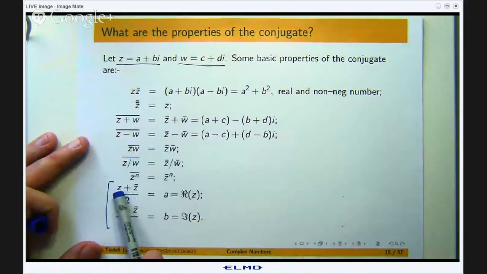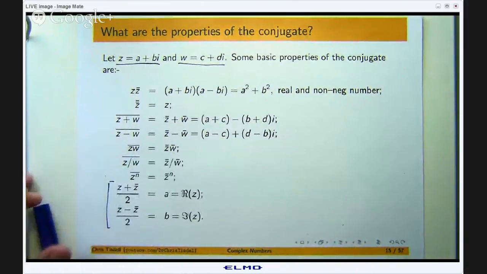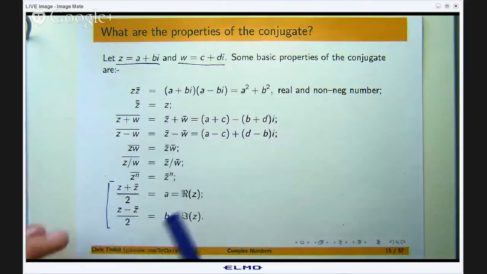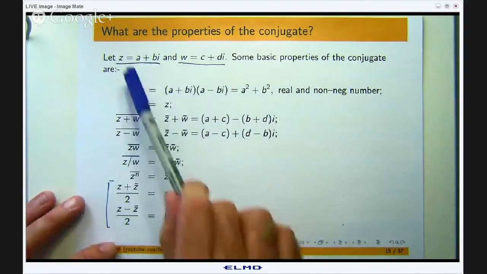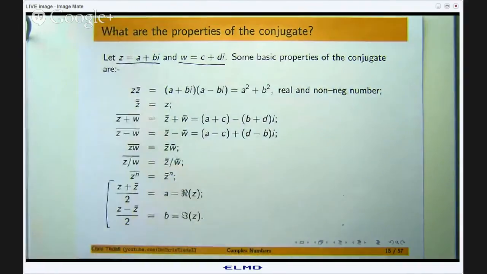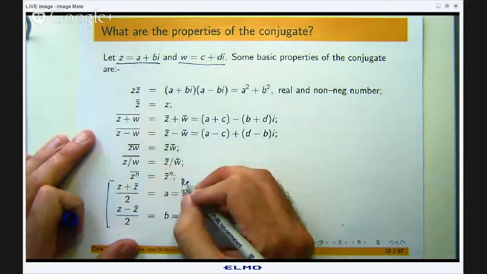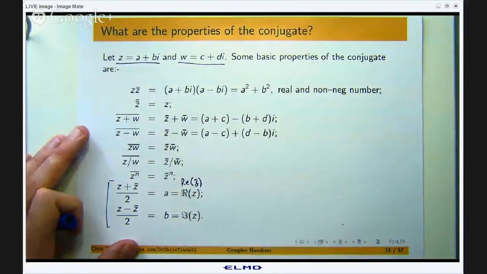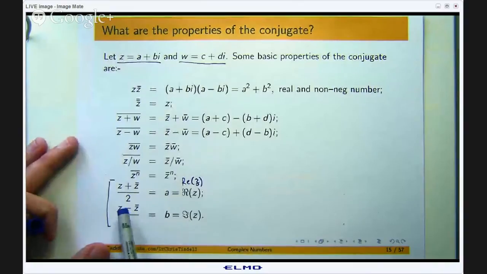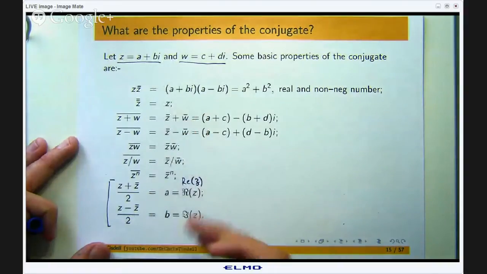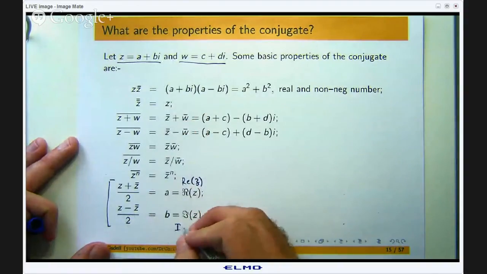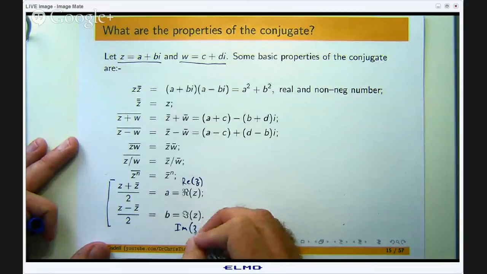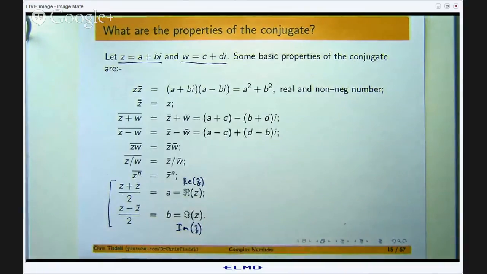If I take the complex number z and add its conjugate and divide by 2, I just end up with the real part of z, or just the value of a. Some books write this as Re. And on a similar note, if I take a complex number and subtract its conjugate and divide by 2, then I just get the imaginary part of z. Some people write this as Im for imaginary.